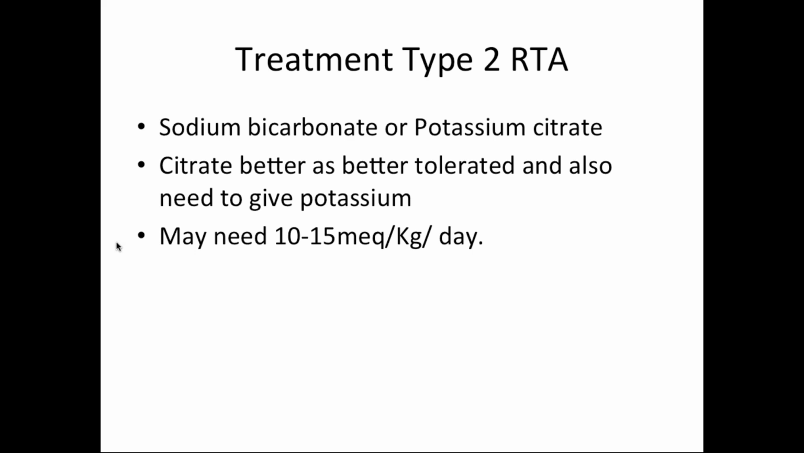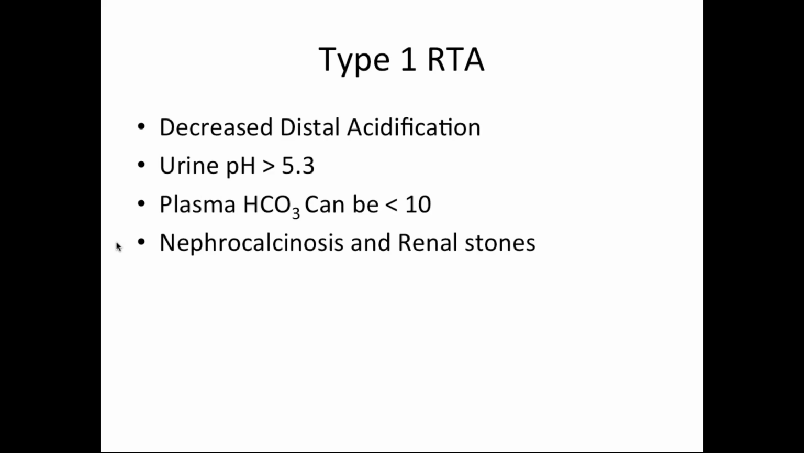And you also need to give them potassium because of the heavy bicarb loss. There's going to be potassium loss as well. And there's usually a large amount of bicarbonate or its equivalent that you are going to need to give, because they're going to continue to filter and excrete 15 to 20% of the bicarbonate that you give. So they may need up to 10 to 15 milliequivalents per kg per day for correction of their acidosis.